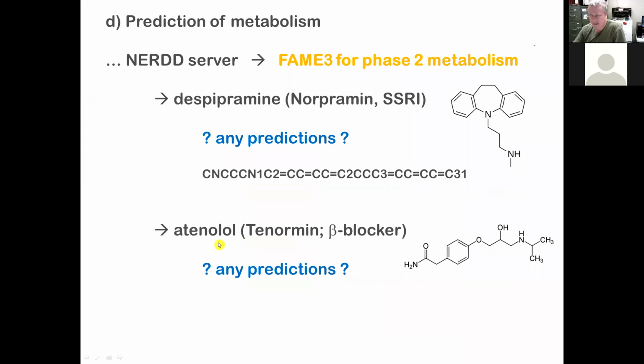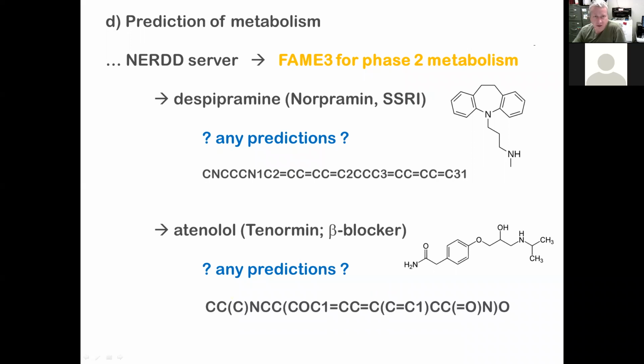Okay, so this is a beta blocker, a beta adrenergic receptor antagonist. What do you guys think for phase 2 metabolism sites? Anybody? Attachment of conjugates. Probably the alcohol or the amine, right? Maybe that primary amide over there. It's a little less nucleophilic because it's in resonance and whatnot. But yeah, that's a reasonable prediction.